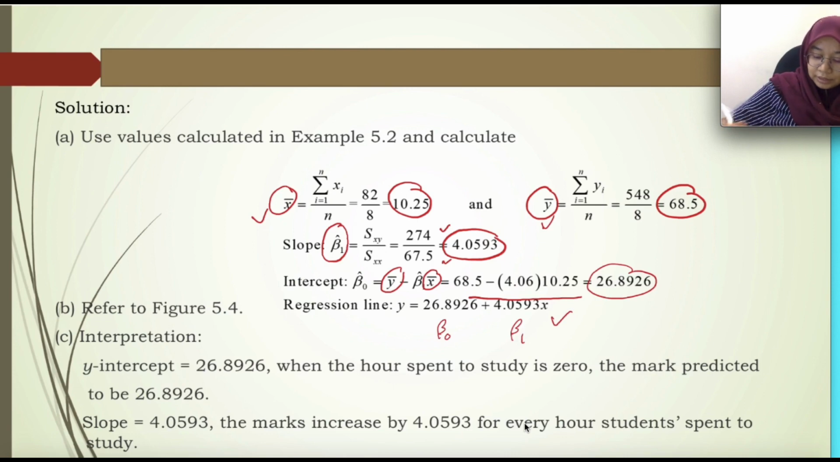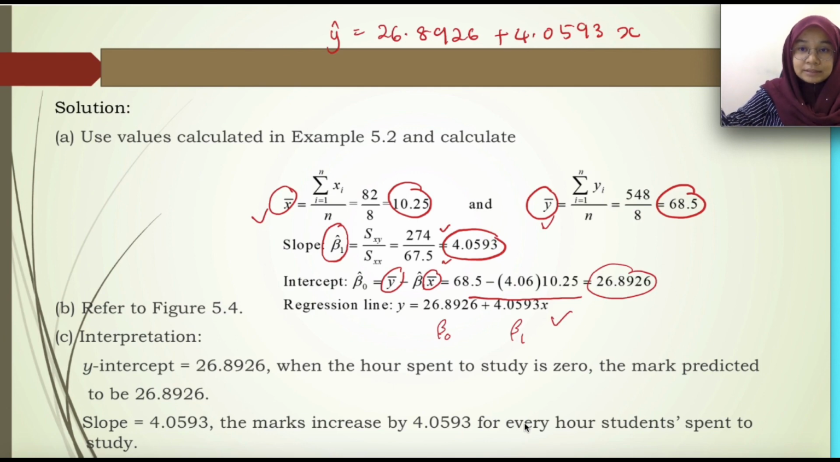So now you have got your regression line. Y cap is equal to 26.8926 plus 4.0593x. This is your simple linear regression model, the simple linear regression equation. Right, next, interpret the y-intercept and the slope.